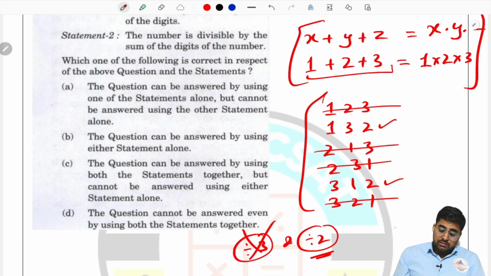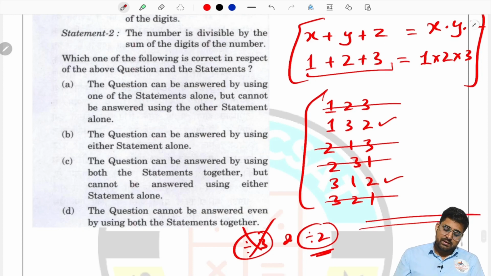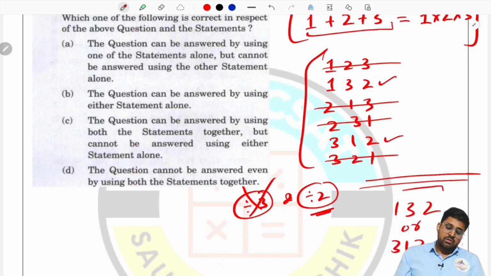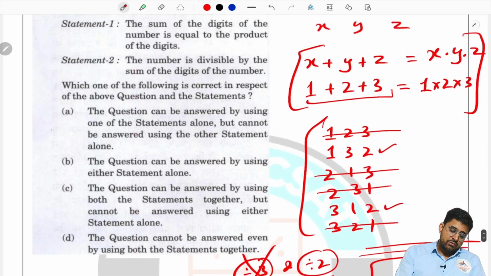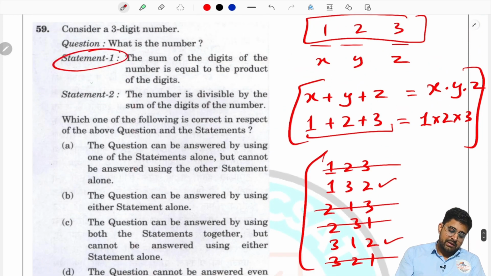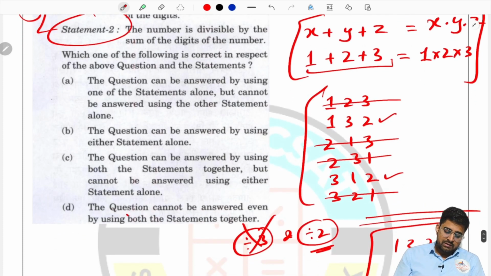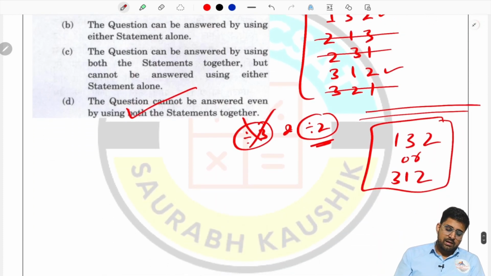By doing this much also I am not clear what the number is, because I have two possibilities. So if we use both the statements, then also I am not able to answer this question, what is the number. So the option is D. I cannot answer the question while using both the statements. I hope you understand this question. This question is tricky.